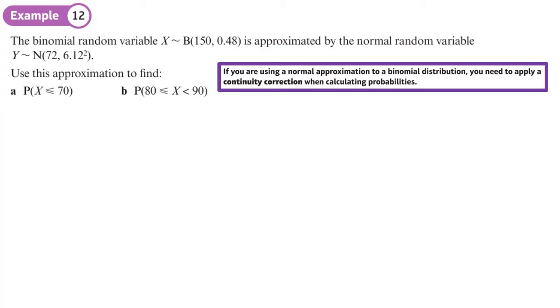So we have this binomial question. Already I can see at the top that n is large, it's greater than 50, it's 150, and p is close to 0.5, and it says it's approximated by this. So n times p must be 72, and n times p times by 1 minus p must be 6.12. Use this approximation to find these values.